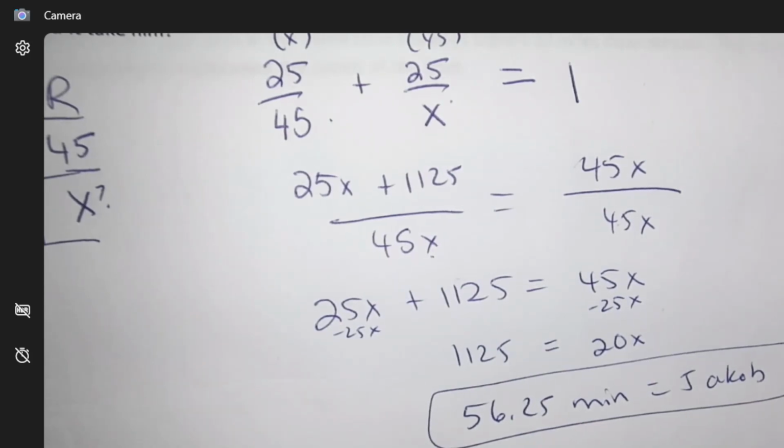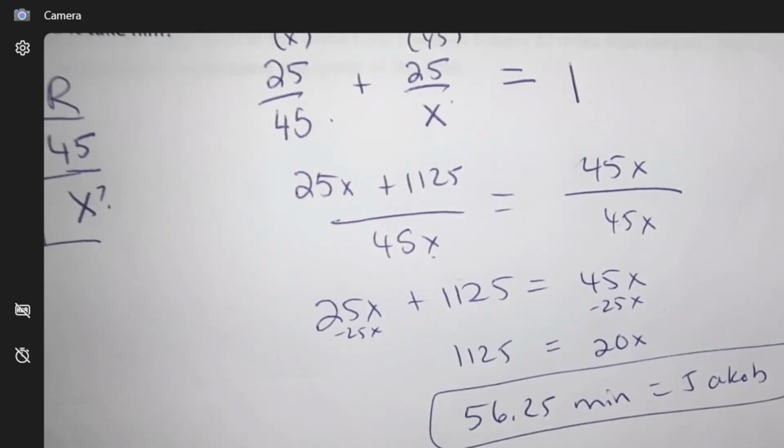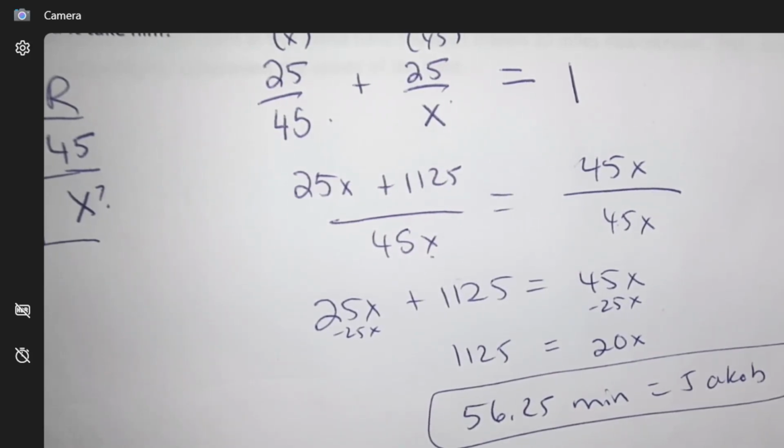So this is a word problem, so I'm going to add units on there. So make sure you put units on. And then it's in minutes because that's Jacob doing the whole yard alone. Does your answer make sense?